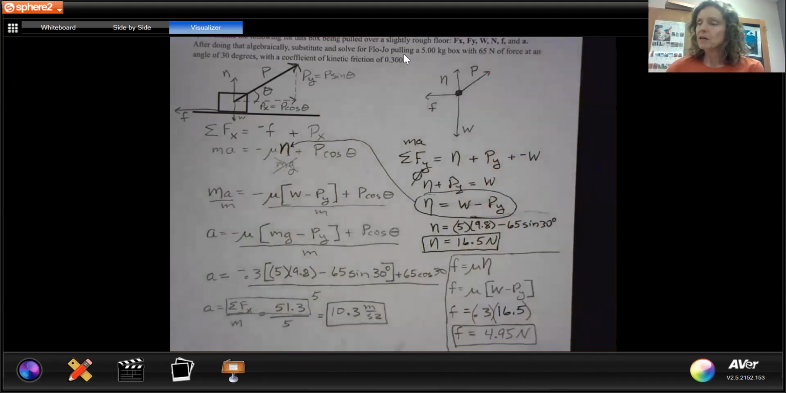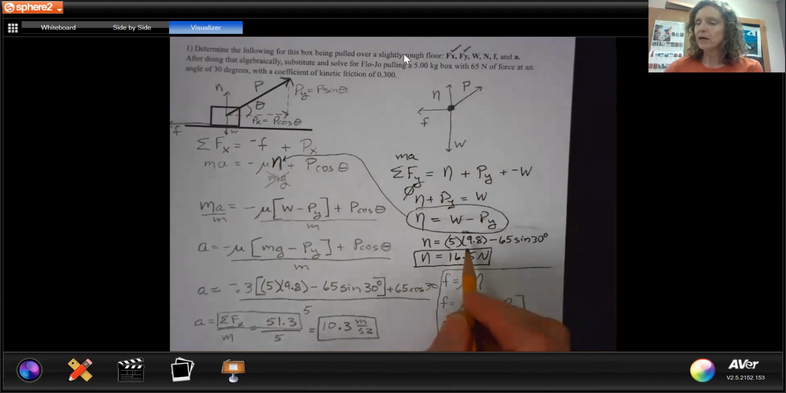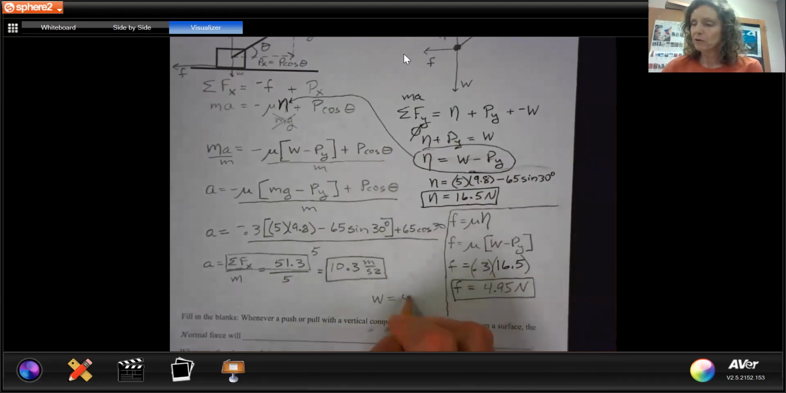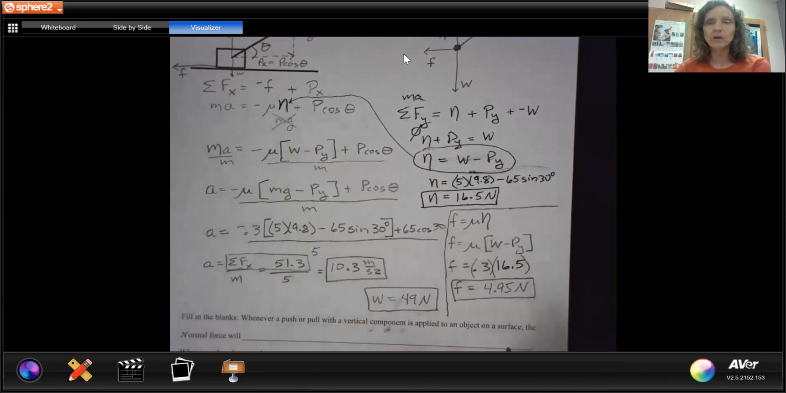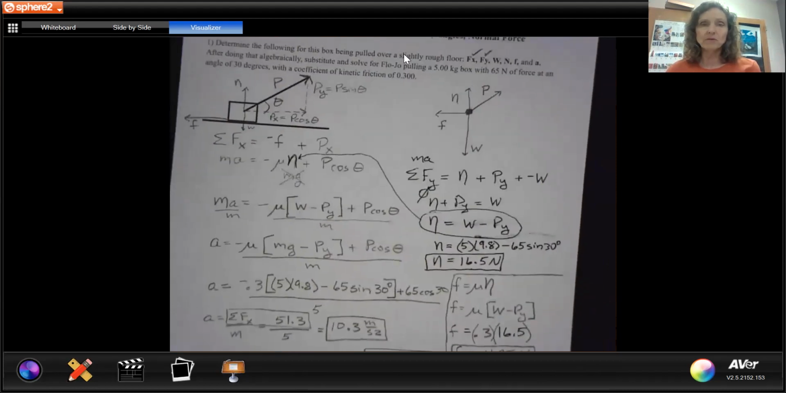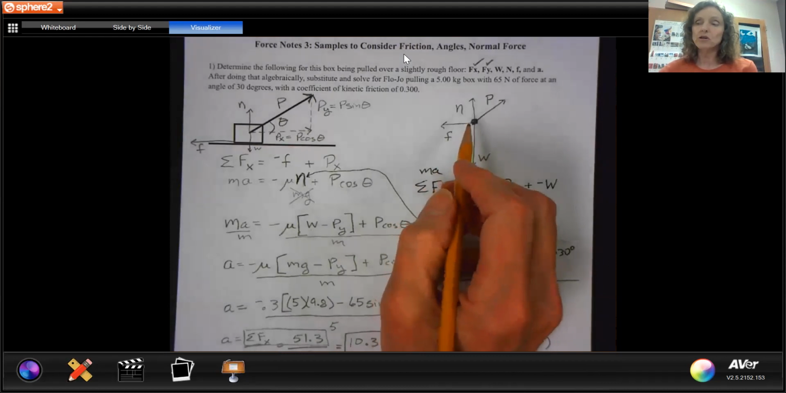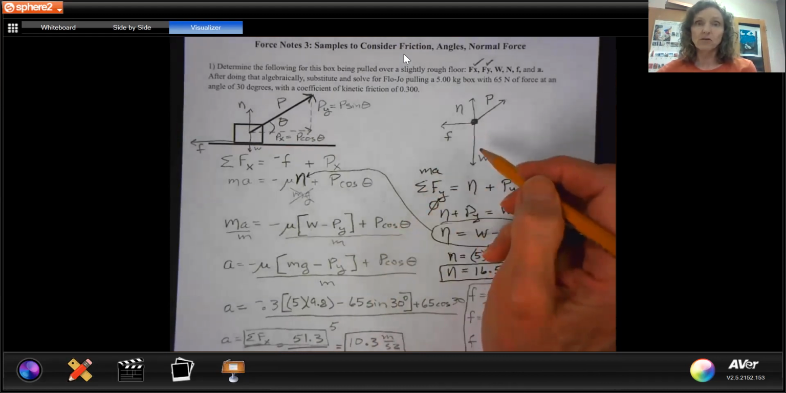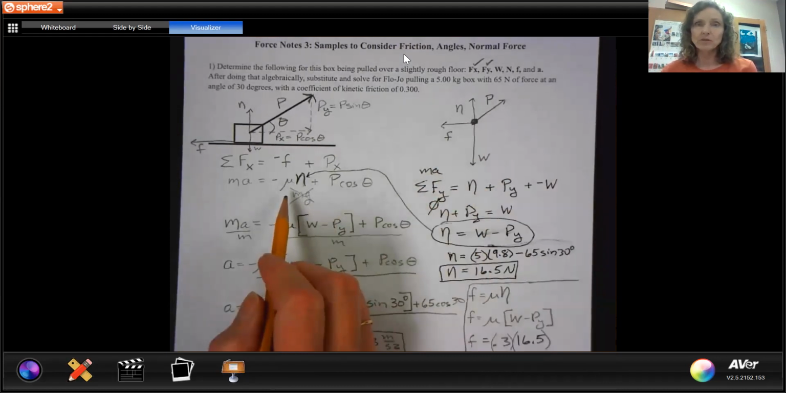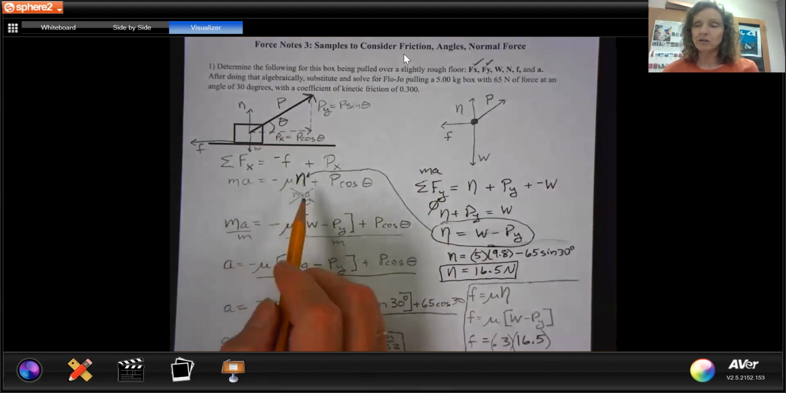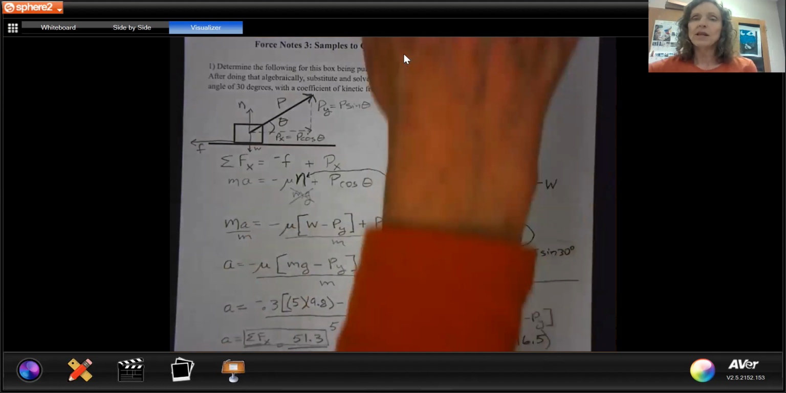solved for everything. I found the weight right here is 49, so I might need to write that down someplace if I were really being very careful to present this, like in homework where I'm looking for all my answers. But the idea here is that you have to use a systems of equation approach because you have to work the normal force. You have to work the vertical forces in order to find the normal force. And then that's what's going to get substituted in your x direction when you're working with friction. So that's the big picture.